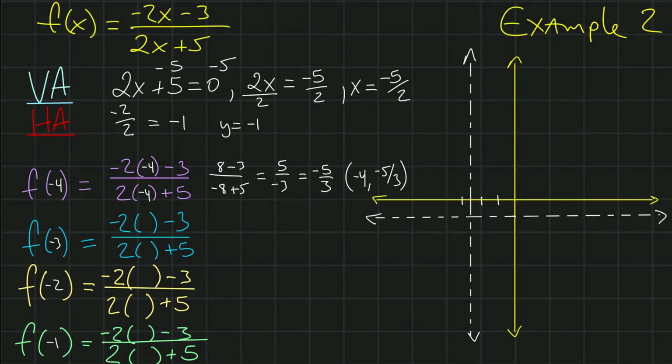When I plug in x is equal to negative 3, I'm going to get positive 6 minus 3 divided by negative 6 plus 5. 6 minus 3 is going to be 3. And negative 6 plus 5 is going to be negative 1. So that will reduce down to negative 3. So we have negative 3 comma negative 3.